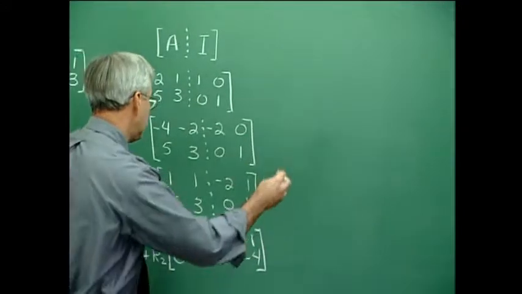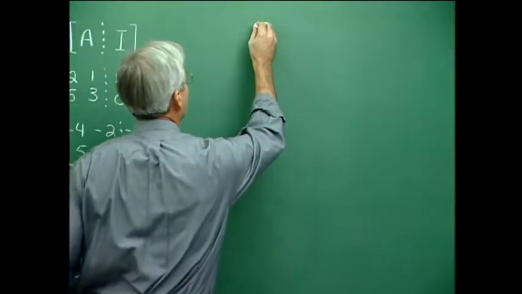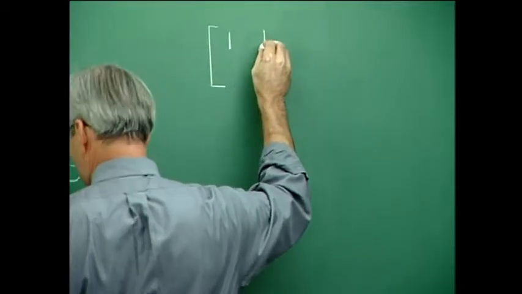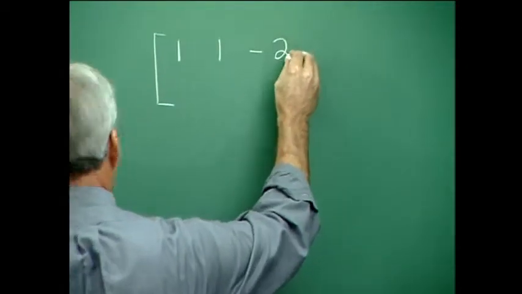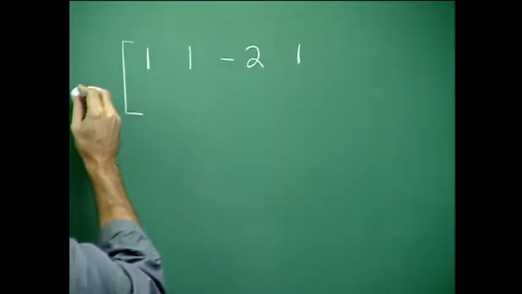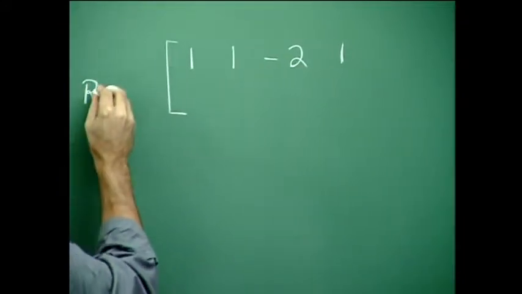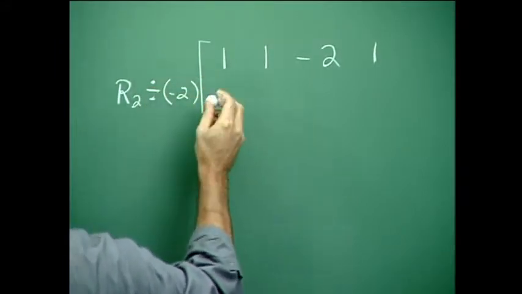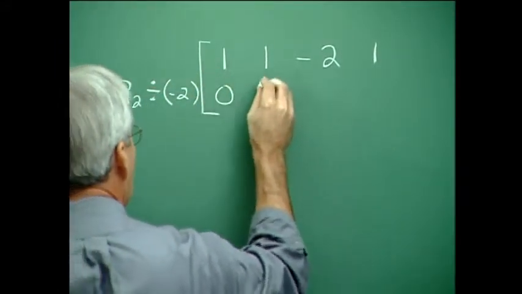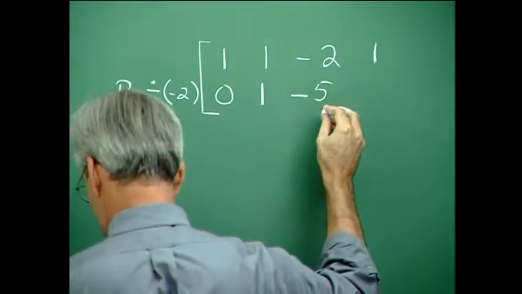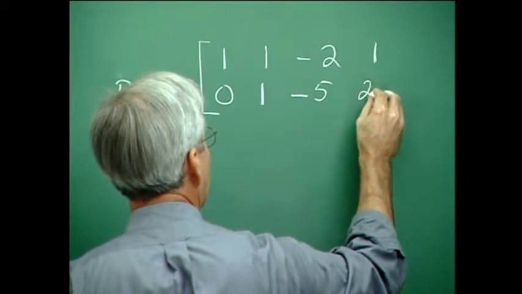So I'm going to write then, I'm just going to bring over that top line. You can't see it here probably, but I'm just bringing it over. And then as I bring these over, I'm taking row 2 and dividing by -2. So I have 0, 1, -5, 2.